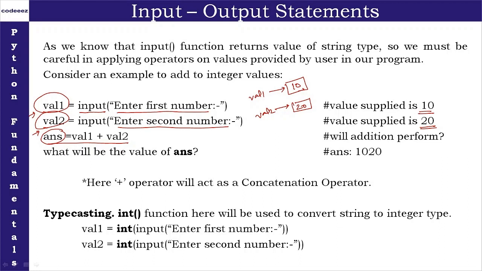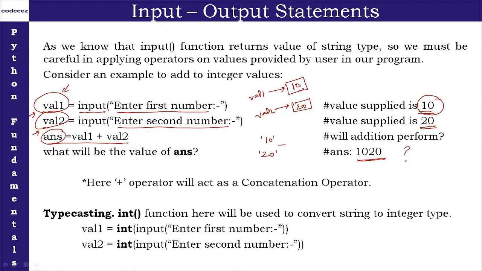But the answer you will get is not 30. The answer should be 30, but you will not get 30. You will get 1020 as a result. Now the question is why? It is because, as I told, the input function will return the value in string format. Means this 10 once supplied by the user is not stored in variable val1 in integer format. It is stored in string format. And similarly, 20 is also stored in string format.